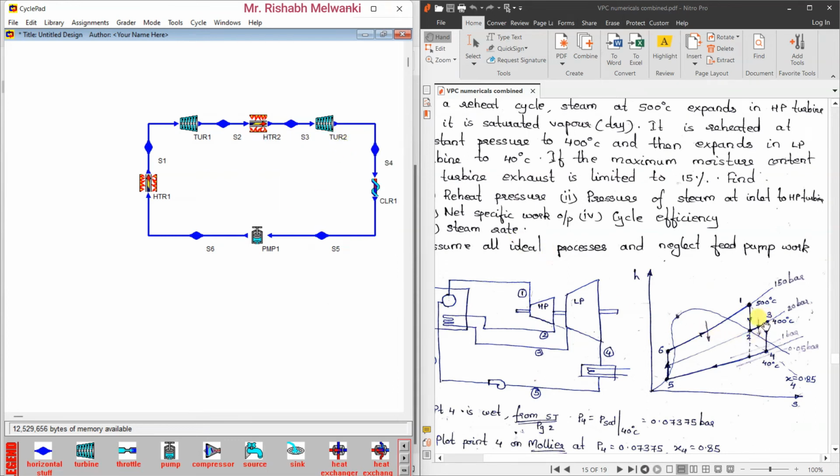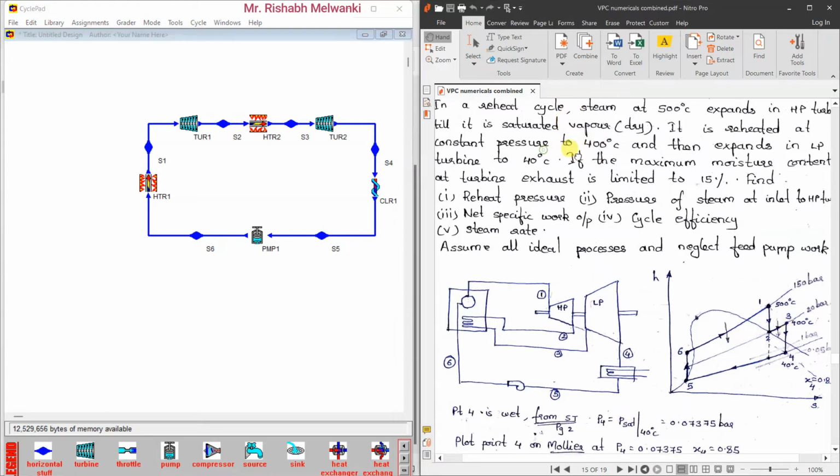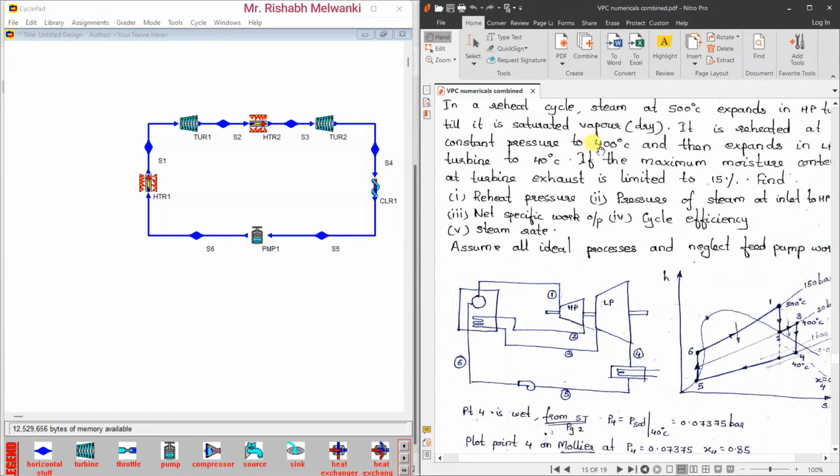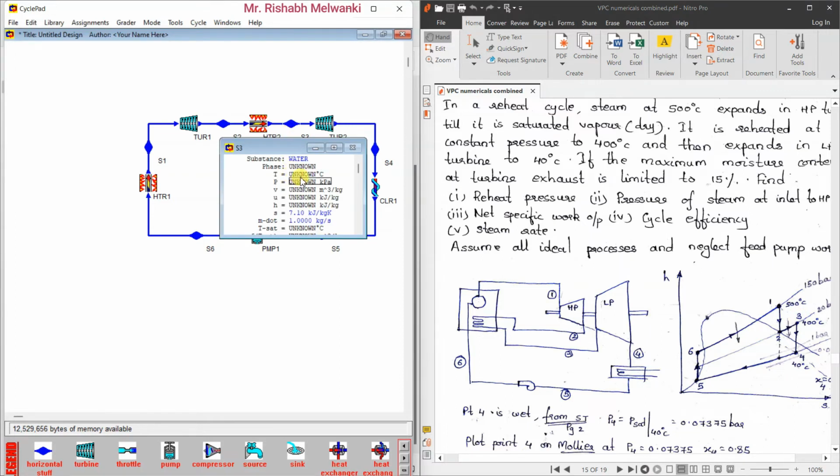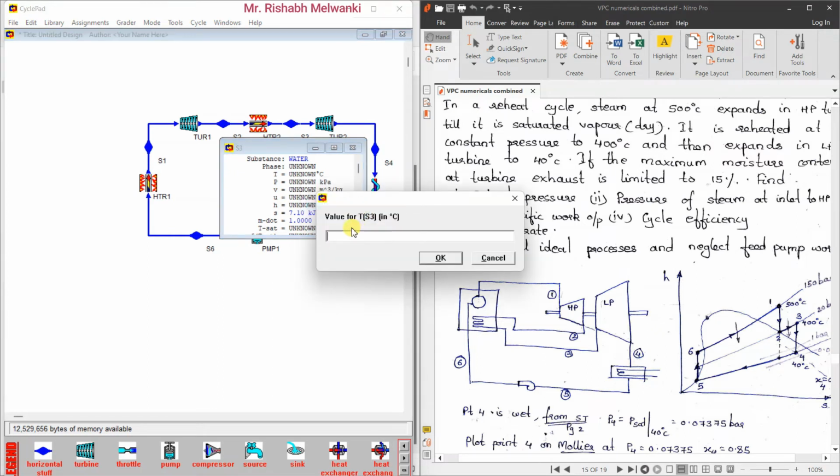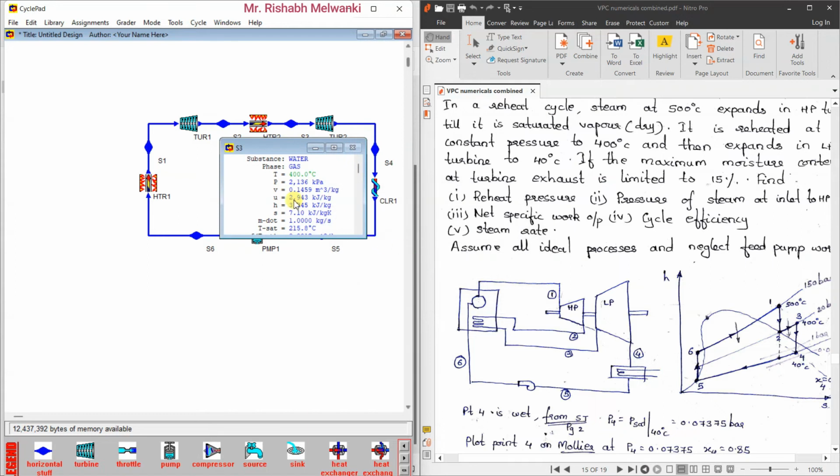Now I'll move to point number 3. Point number 3, temperature has been given, reheated at constant pressure to 400 degrees Celsius. So I'll select point 3 temperature as 400. Here, assume a value for T3, it will be 400 degrees Celsius. Now here you can see automatically the phase has been displayed, that is gas.